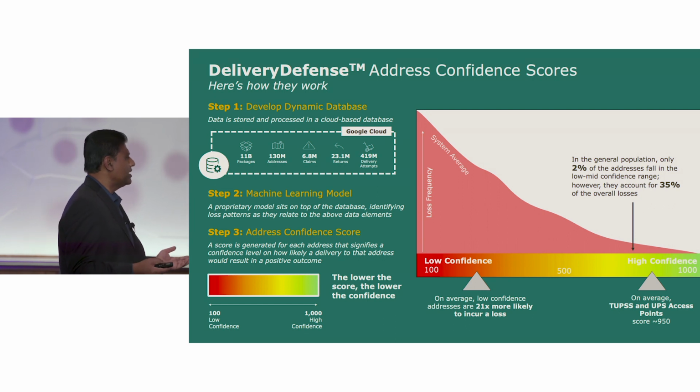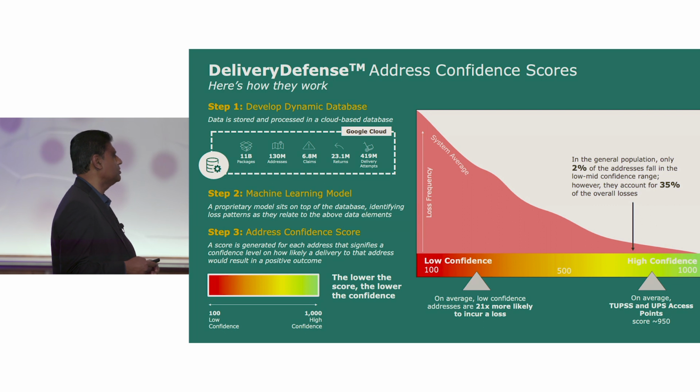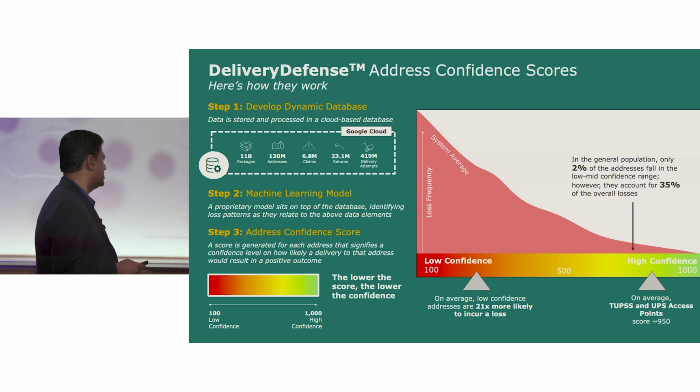And then from there, we're using Vertex AI. This is where we built our own proprietary ML models. We're taking all these and running them through Vertex AI. These are all the features that are going into the model, and then we build this address confidence score.